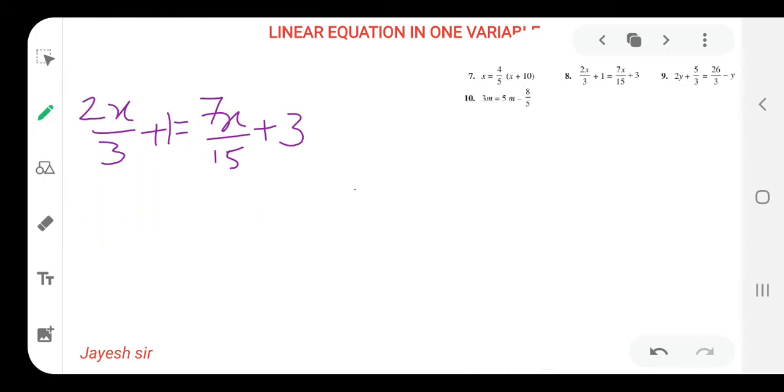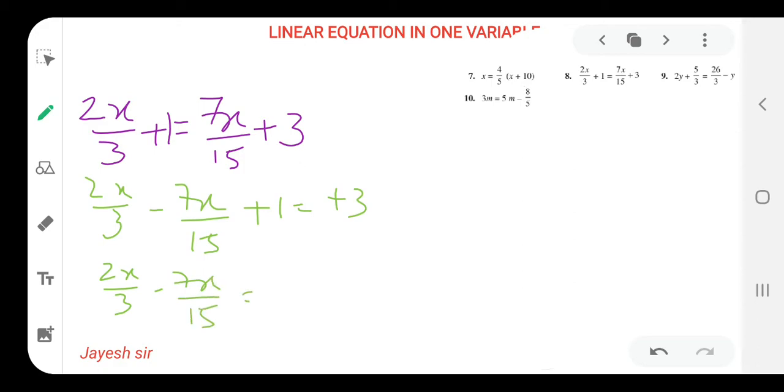Yes, friends, what we can do, first terms having x should be onto the one side. 2x by 3 minus 7x by 15 on the one side, and what we can do, plus 1 is over here. After going that side it will become minus 1. So let's solve it. 2x by 3 minus 7x by 15 as it is, and here it will become 3 minus 1. I hope you all might be getting it, friends.